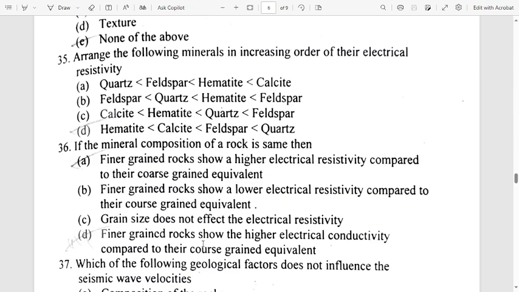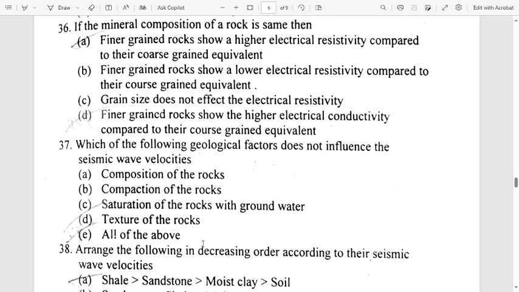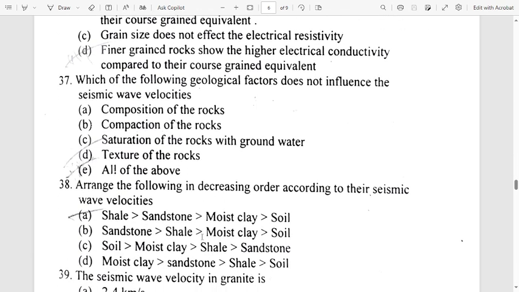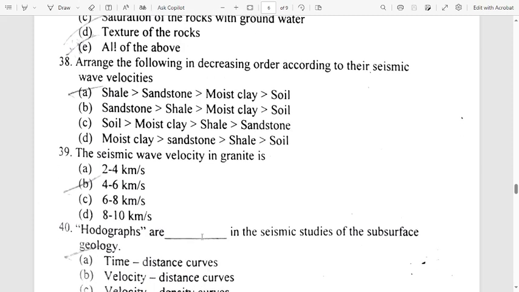Which of the following geological factors does not influence the seismic wave velocities: texture of the rocks? Arrange the following in decreasing order according to their seismic wave velocities: shale, sandstone, moist clay, and soil. The seismic wave velocity in granite is 4 to 6 km per second.